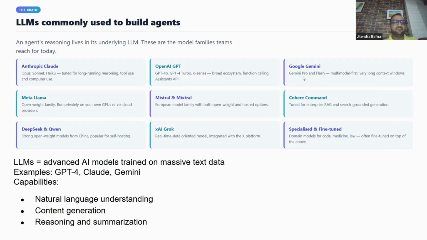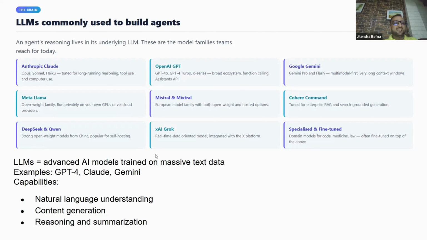Then we have OpenAI GPT. Then we have Google Gemini. We have the Llama model, which is from Facebook, and Mistral. Then we have Cohere Command. Then we have DeepSeek and Qwen, which is good for coding also. Then we have Grok from Twitter, or we can call it X, right? Then we have specialized and fine-tuned models. You can create your own large language model also, right?